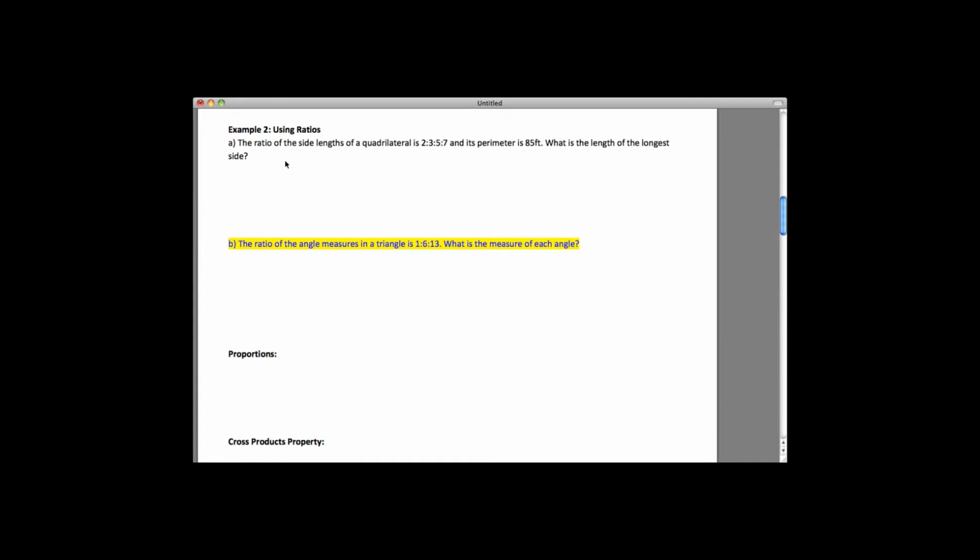And so in this case, what we're going to say is it's really 2x to 3x to 5x to 7x, because if x is 1, then it's 2 to 3 to 5 to 7. But if x was 2, it would be 4 to 6 to 10 to 14, but that would reduce down to 2 to 3 to 5 to 7. And so if this quadrilateral, which has 4 sides, has a perimeter of 85 feet, we're going to say 2x plus 3x plus 5x plus 7x is equal to 85, because regardless of what x is, it's all going to add up to 85 when we get done.